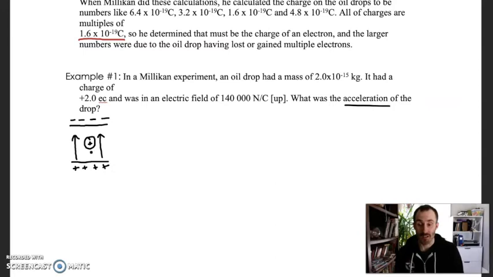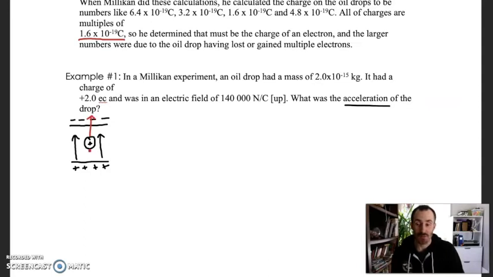Okay, we have a positive charge over here, so it would be repelled from the positive side, so that's pushed upwards, and attracted to the negative side, which was on the top. So if the field is pointing upwards, that must mean that the bottom plate is positive and the top plate is negative.